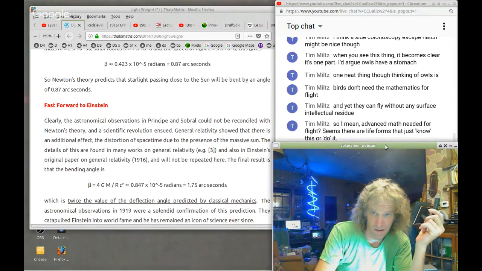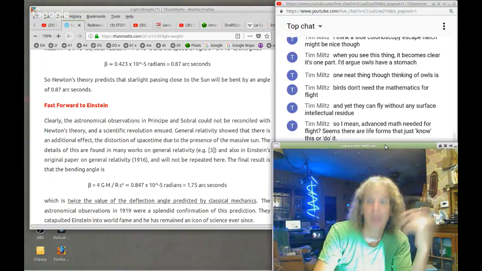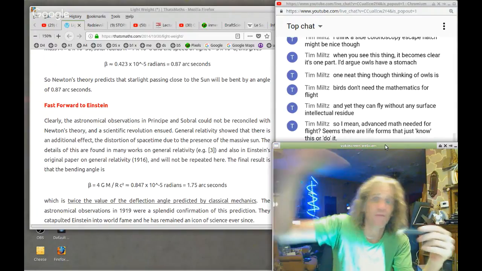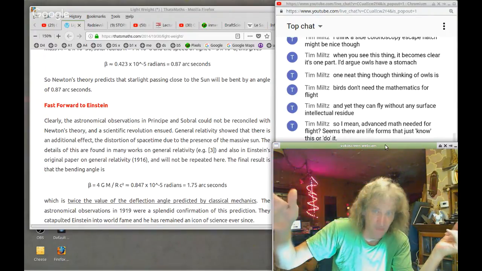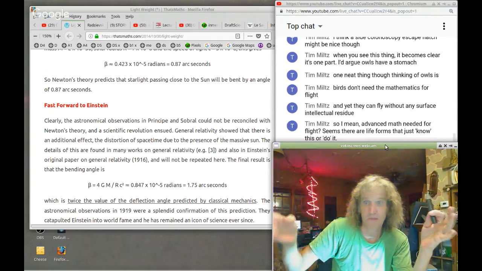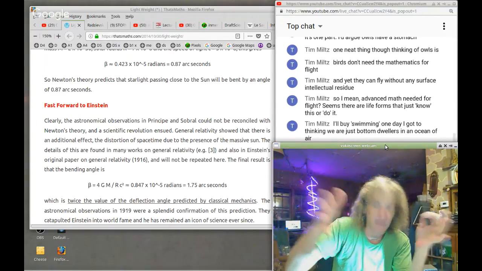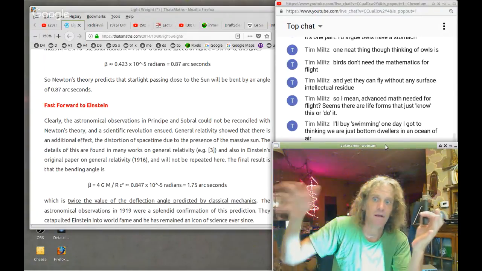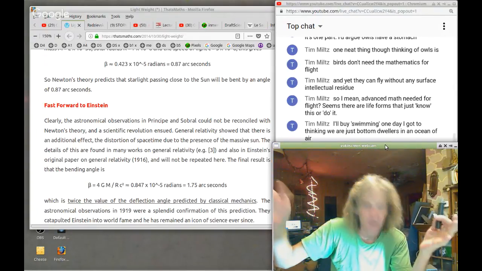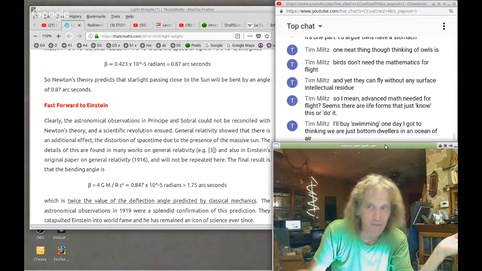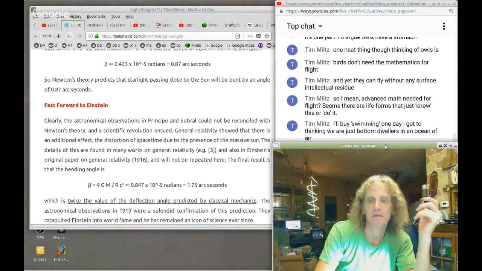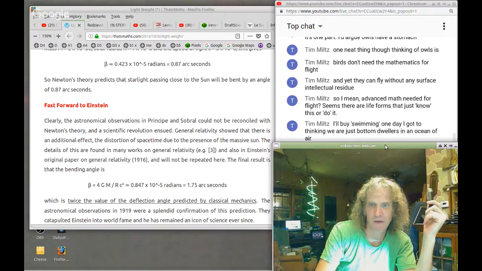Seems there are life forms that just know this or do it. Yes, clearly, it's not miraculous. The fact that we have a difficult time dealing with all the variables in an atmosphere and creating formulas that exactly duplicate the complexity of thin atmosphere swimming, okay, doesn't mean that swimming is complicated. Anyway, by swimming one day, I got to thinking we are just bottom dwellers in an ocean of air.